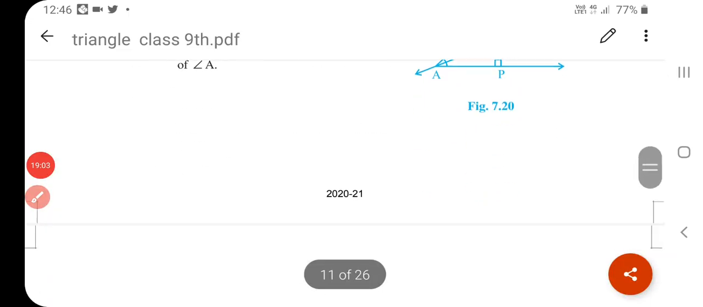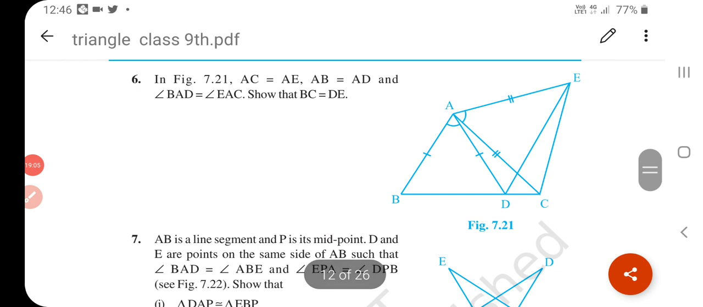Now question number 6. See question number 6 in figure 7.21. AC is equal to AE is given. AB is equal to AD and angle BAD is equal to angle EAC. We have to prove BC is equal to DE. Now it's given AC is equal to AE. First show that triangle ABC is congruent to triangle ADE.